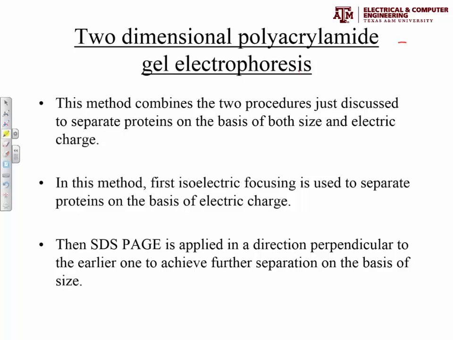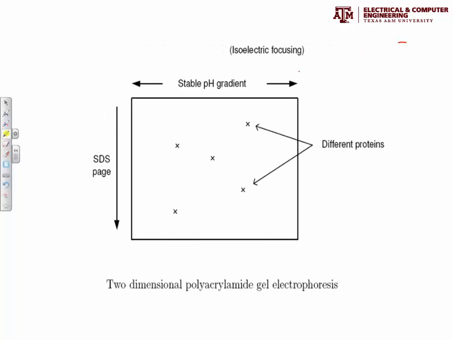In this method, first you will run isoelectric focusing, which is used to separate proteins on the basis of electric charge, right? So in a particular direction. Then you apply SDS, or sodium dodecyl sulfate, polyacrylamide gel electrophoresis in a perpendicular direction, so that in that direction you're now separating on the basis of size, right? So you achieve more separation of the proteins. So this is the picture for that.